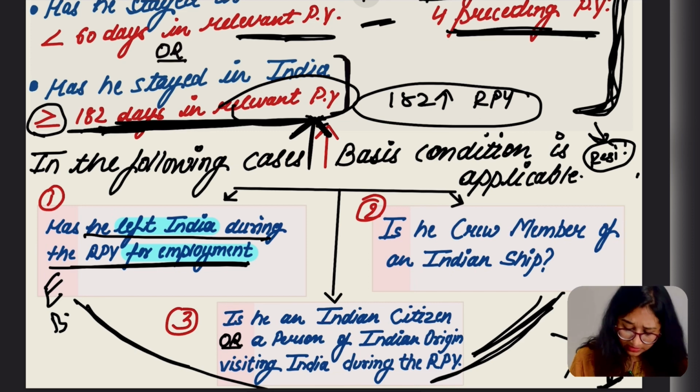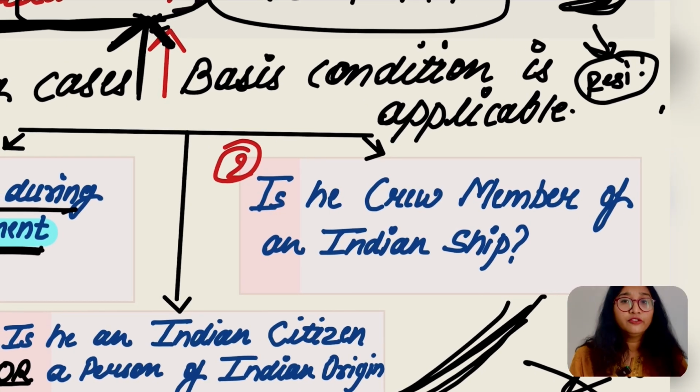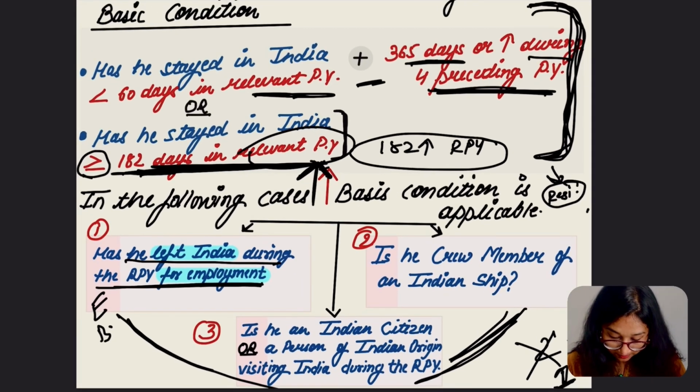Okay. The second condition: is he a crew member of an Indian ship? If he is a crew member of an Indian ship, again the basic condition would be this.